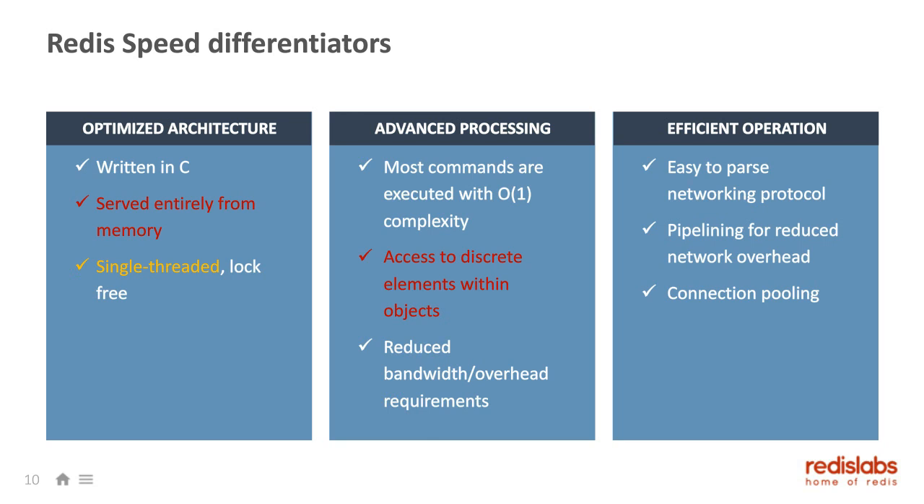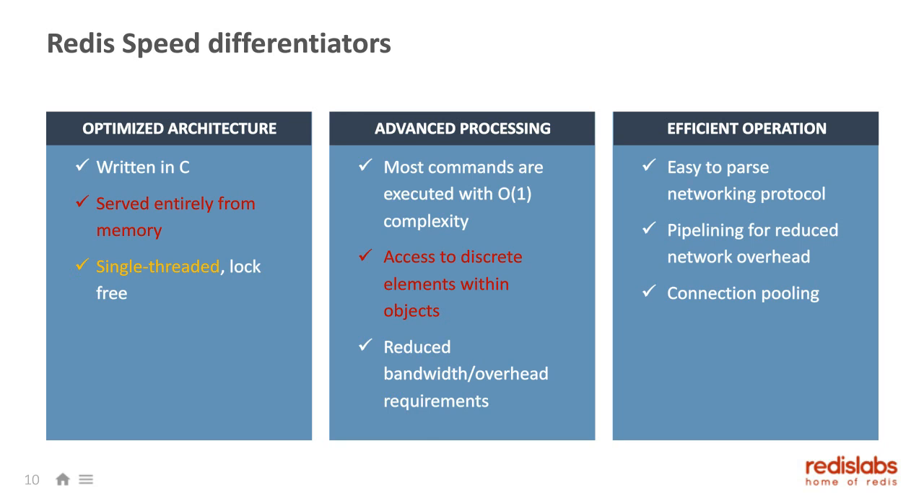There's access to discrete elements within objects. I already talked about that, for example, when we have 2 sets and we would like to do the intersection of those 2 sets. That actually also reduces the bandwidth overhead, right? Because you won't have to fetch the entire object to do that intersection.